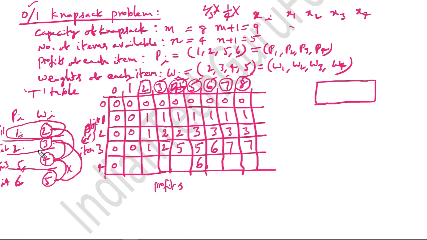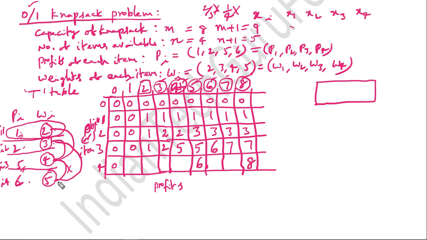So if I insert item number 4 and item number 2 at the same time, then I need to consider the profits of item number 2 and item number 4. That is 2 plus 6, that is nothing but 8. So I need to insert in the block 8, the profit will be 8.